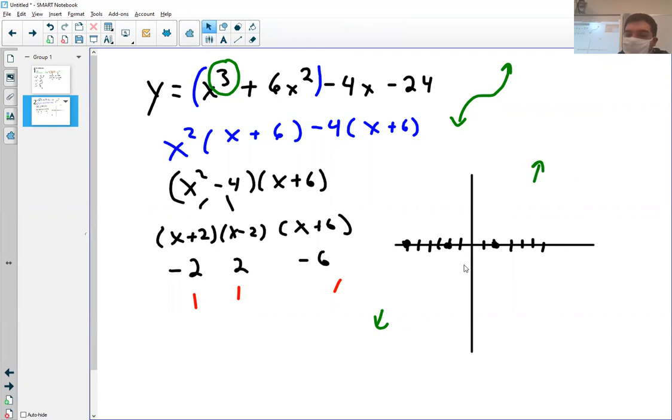Wait, what about even multiplicity, where it bounces off? Okay. Wait, what about our line intercepting? Oh yeah, we need the y-intercept.